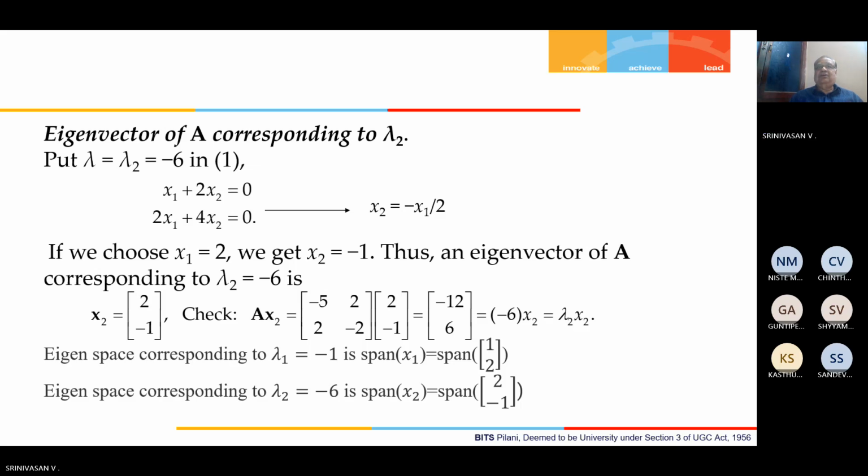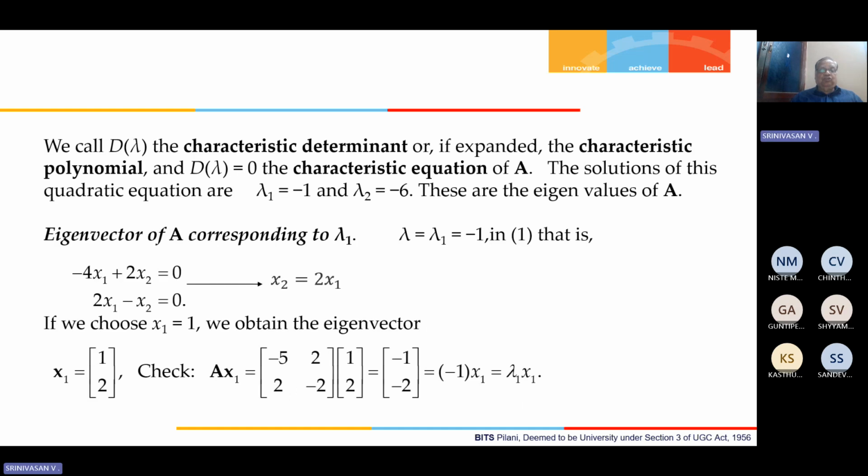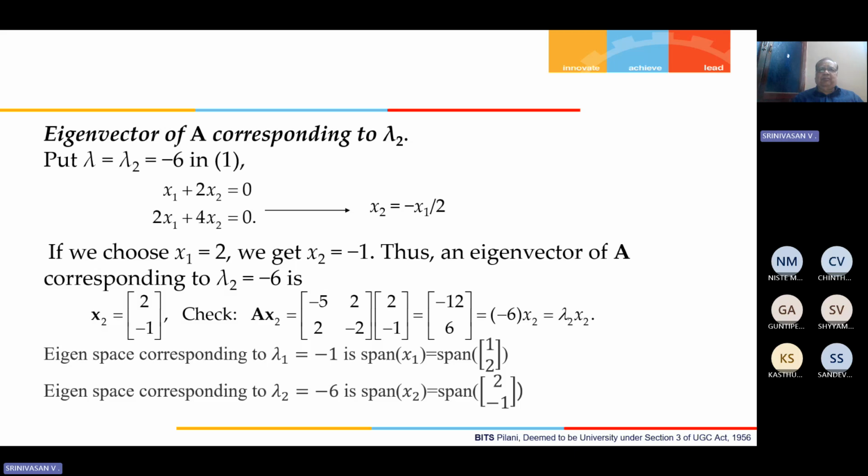Therefore, you have the vectors x1 equal to the column vector (1, 2), and x2 is equal to the column vector (2, -1). We don't need to mention the transpose every time. So what is the answer? Let's sum it up. The required eigenvalues are lambda1 equal to -1, lambda2 equal to -6, and the corresponding eigenvectors are x1 equal to the vector (1, 2), and x2 equal to the vector (2, -1).